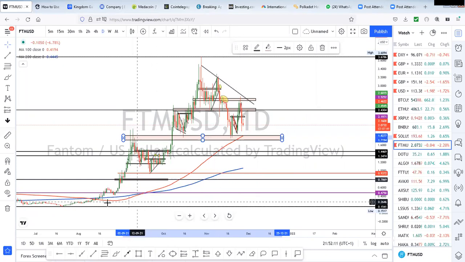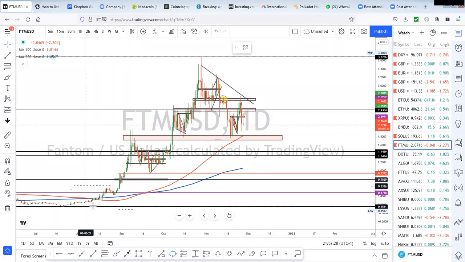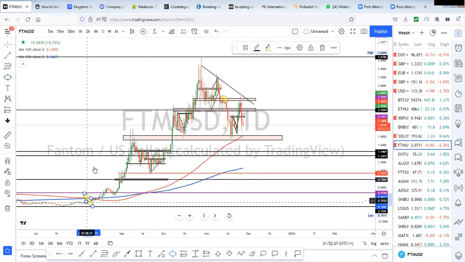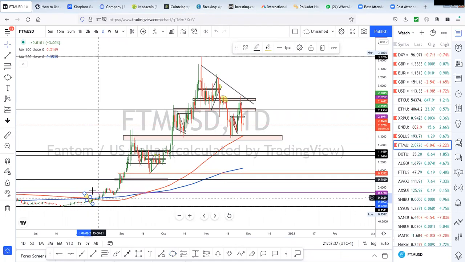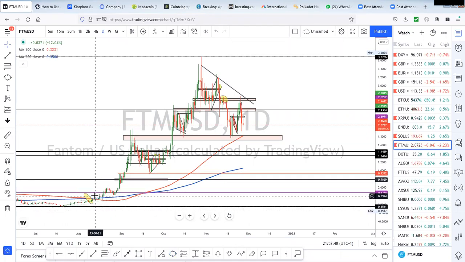These crosses that you are seeing here, I'm here to give you a crossover. This place is a crossover. You can see that the red line crosses over the blue line. The red line is the lower term moving average. It crosses the blue line, which gives us a strong bullish move.